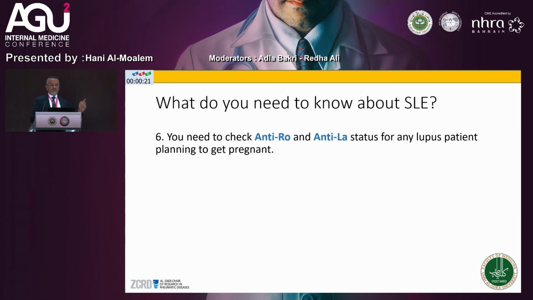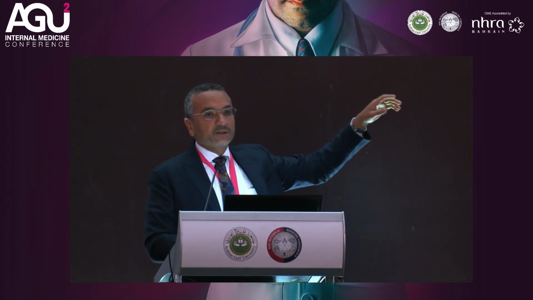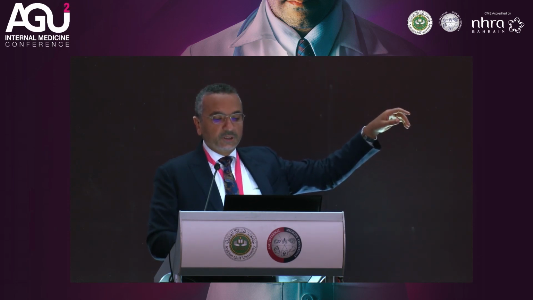Okay, number 6, anti-Ro and anti-La for any lupus patients who plan to get pregnant, because there is a special screening protocol at weeks 16 to 24 for complete heart block and neonatal lupus syndrome. And for any patients with known antiphospholipid antibody syndrome, you should maintain aspirin and low molecular weight heparin. Okay.